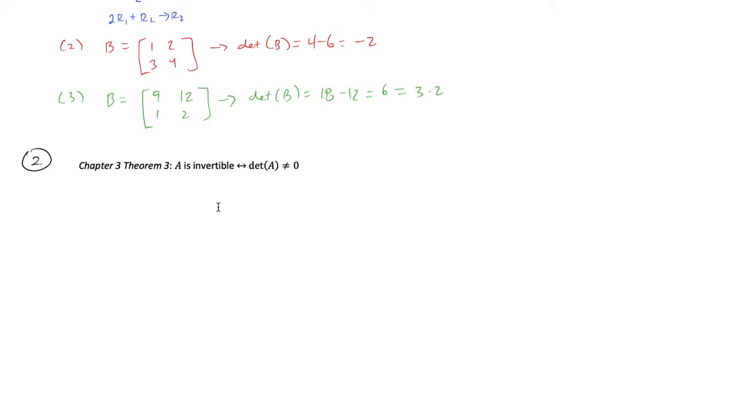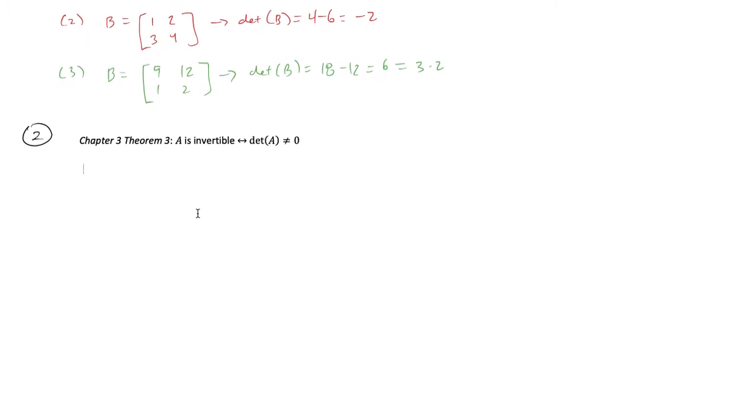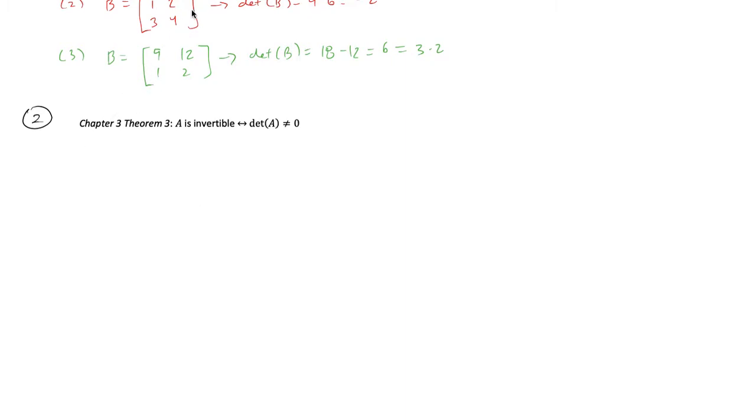Now we want to look at a theorem that relates determinant to invertible. So this theorem says a non-zero determinant means that the matrix is invertible. So I'm going to prove this theorem. This theorem has two directions, so we'll start with the forward direction.